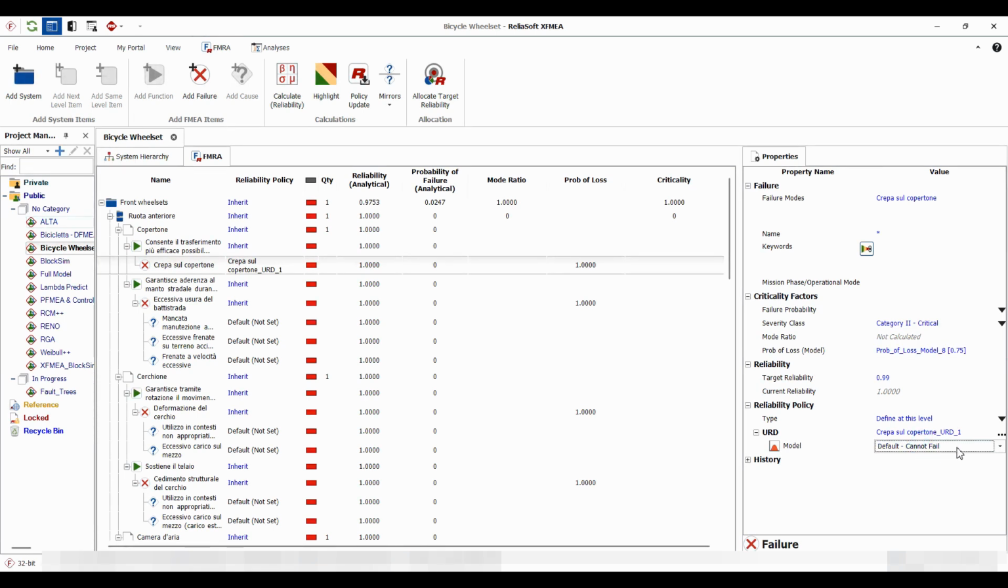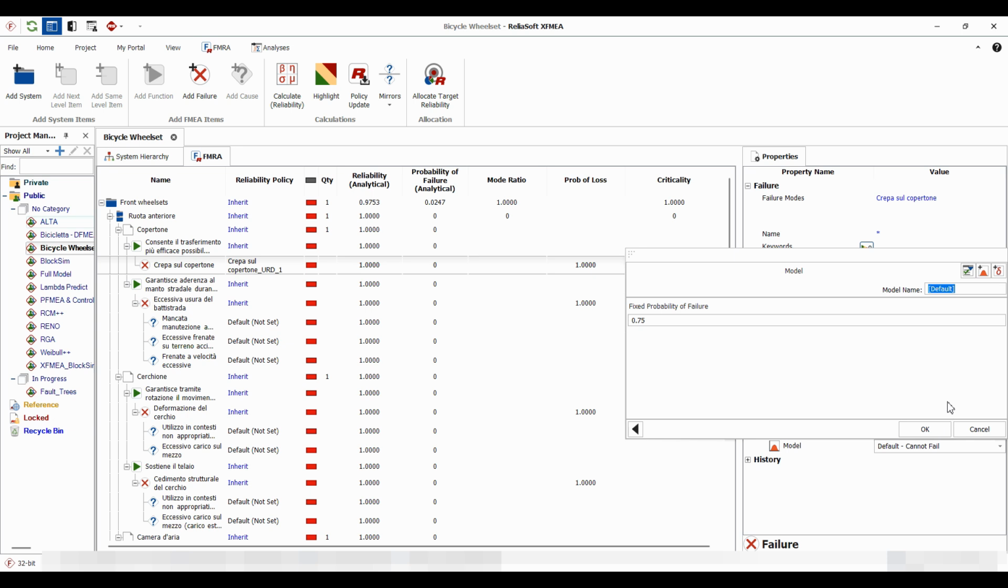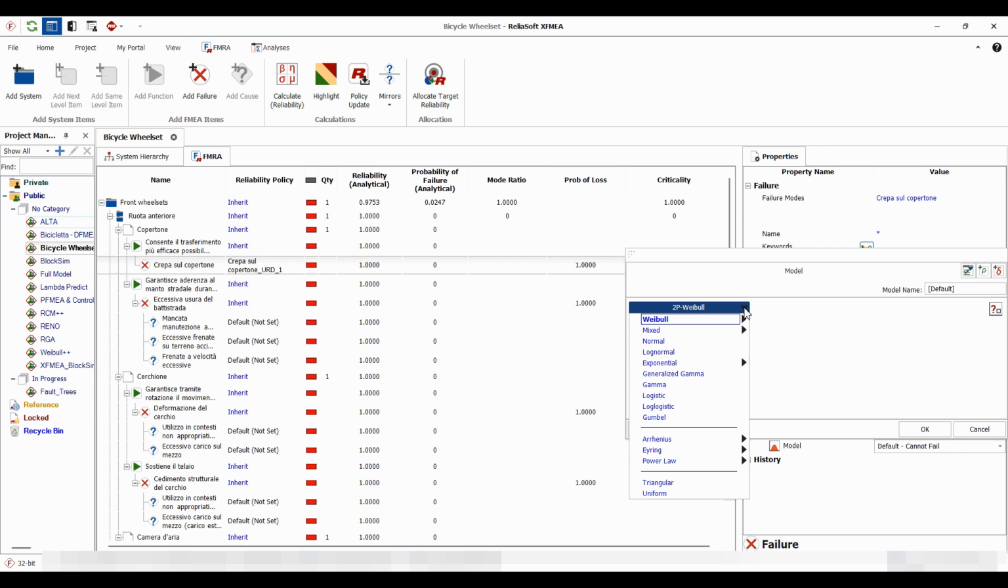And then, as we said, we're going to insert a failure distribution at failure level. By default it cannot fail, so obviously we cannot do an analysis if it doesn't fail. So we set a variable distribution. Like Weibull, we have a range of distributions we can choose from: Weibull, log normal, exponential, and so on. Or we have life-stress relationships, or some other types of distribution.